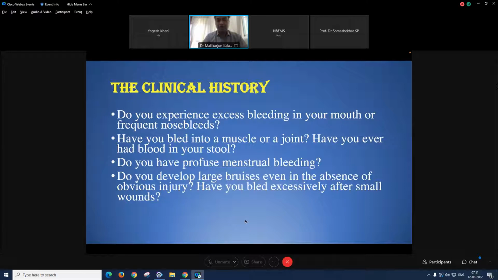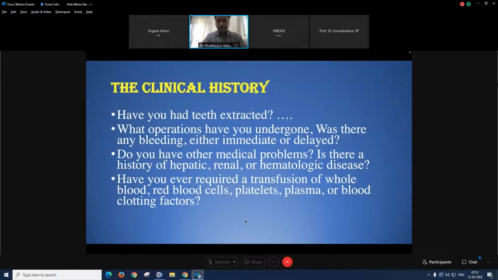So history taking is extremely important for any bleeding disorder, and simple questions like, have you had excessive gum bleeding? Do you have frequent nosebleeds? Have you ever had a spontaneous hemarthrosis? Have you ever had spontaneous melena or bleeding in the stool? Women with bleeding disorders like von Willebrand disease may have pubertal menorrhagia. So asking basic questions is what gives us answers.